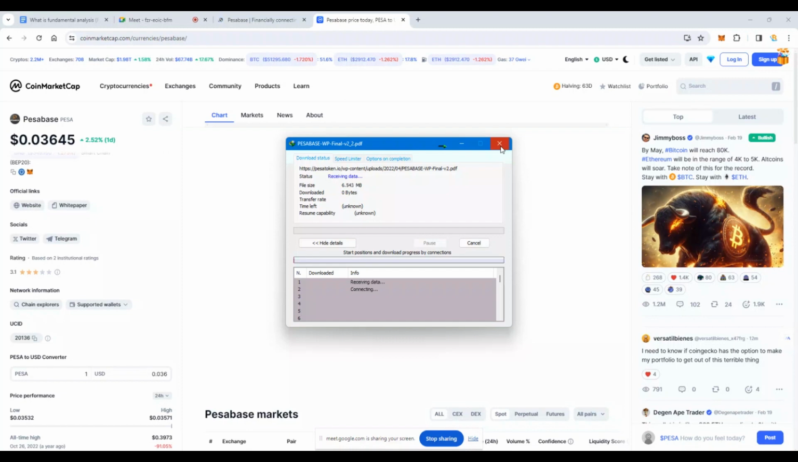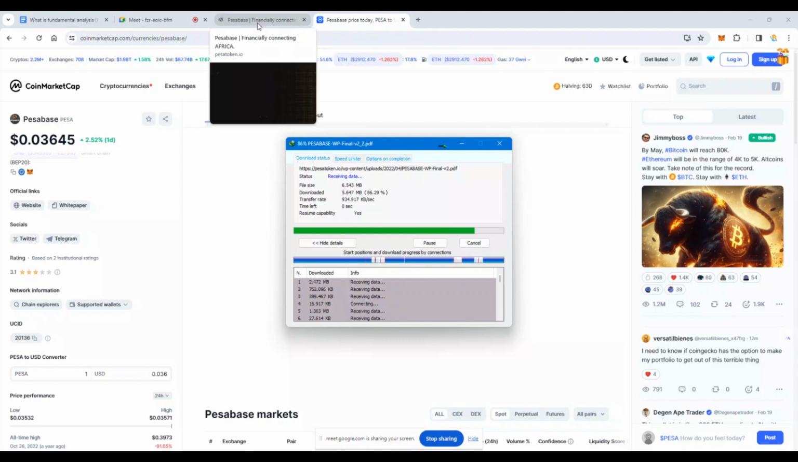So it's downloading. I just want to show you what a white paper is and how it looks like and what information is contained in a white paper. It's actually like a manual.